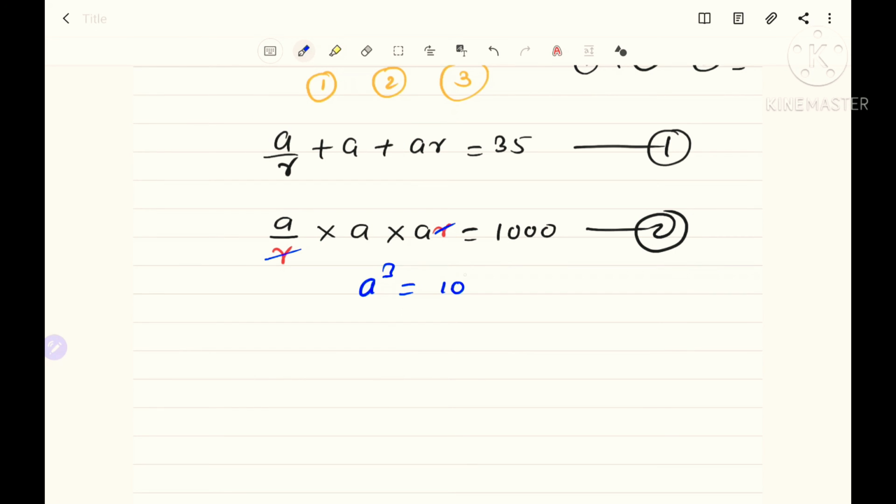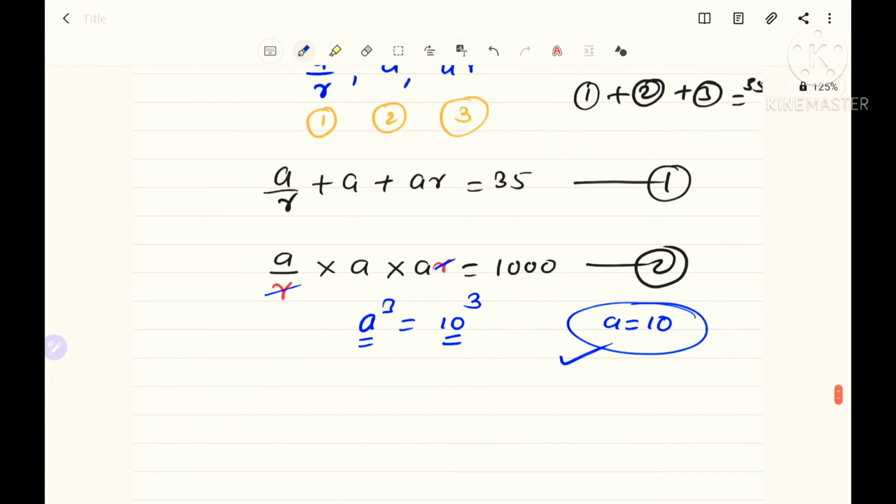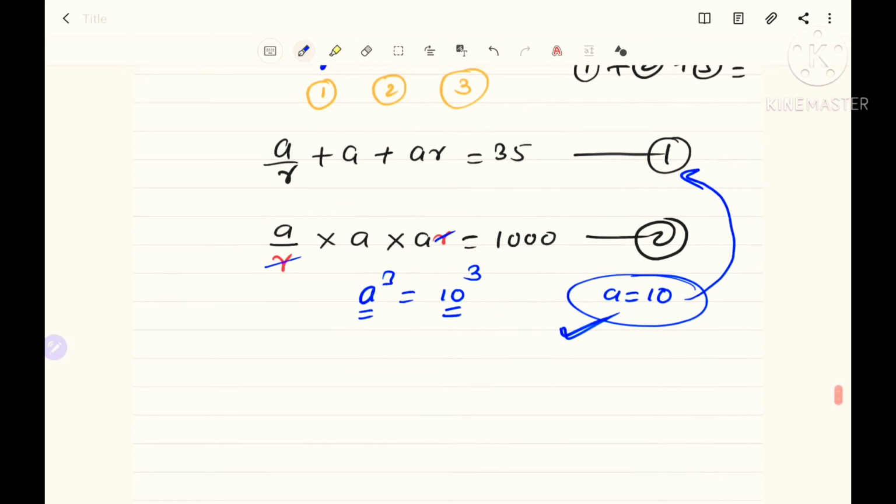And 1000 is also 10 cube. Then this comparison leads to A equal to 10. And here we got a first important factor of the geometric progression, that is A equal to 10. So an important term of the geometric progression is A equal to 10. And now do a simple job: substitute this value of A in equation 1.